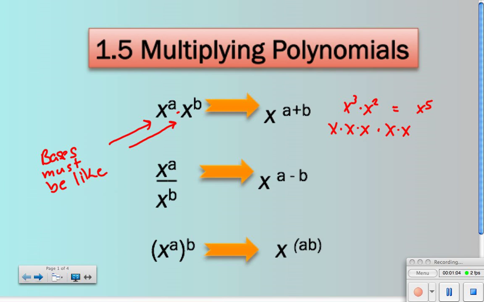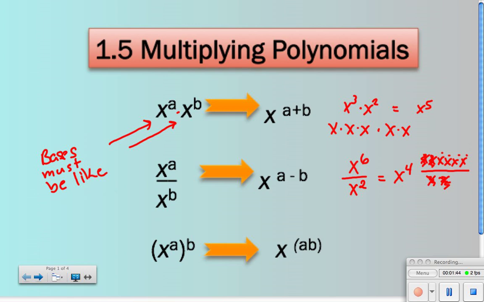If we are dividing like bases, then we subtract their exponents. So an easy example would be something like x to the sixth over x squared. That answer would be x to the fourth. And if I were to write it out, that's because you have 1, 2, 3, 4, 5, 6 x's over 1, 2. 1 cancels out with the 1 on the bottom. This one cancels out with 1 on the bottom. And I'm left with 1, 2, 3, 4, x to the fourth.